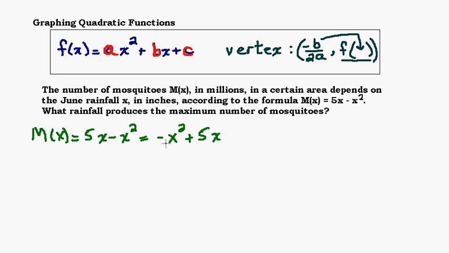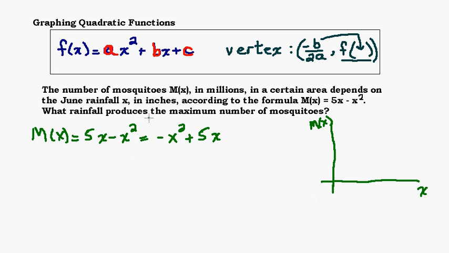So our a value here is negative 1, which tells us the parabola opens down, and the b value is 5. If we were to look at a graph of this, we would really only want to consider x values that were positive, because x represents the rainfall in inches, and we're not going to have negative rainfall. And m of x represents how many millions of mosquitoes, which is going to be a positive number. If it came out to be a negative number in this formula, we would just say there was no mosquitoes. It wouldn't be negative mosquitoes.